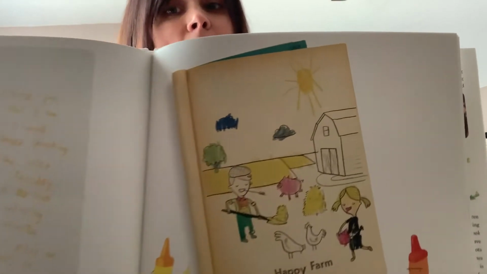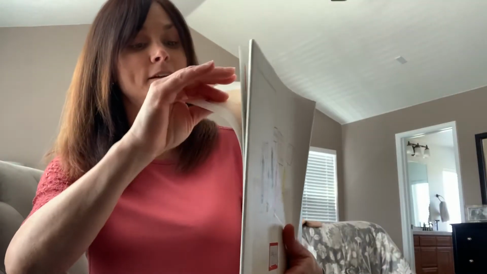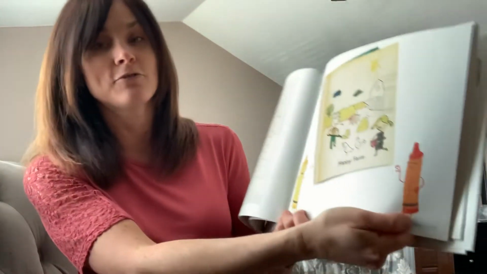So he's saying, there I am, right there in your coloring book. I'm the sun. Let's see what Orange Crayon has to say, because Orange doesn't look too happy.